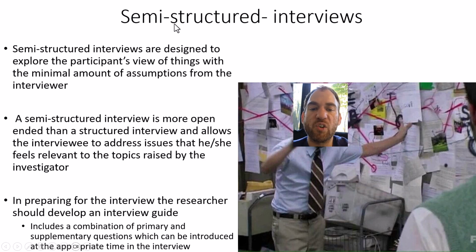Moving on to semi-structured interviews. Semi-structured interviews are designed to explore the participant's view of things with the minimal amount of assumptions from the researchers. A semi-structured interview is more open-ended than a structured interview and allows the interviewee to address issues that he or she feels relevant to the topics raised by the investigator. In preparing for the interview, the researcher should develop an interview guide. This includes a combination of primary and supplemental questions, which can be introduced at the appropriate time of the interview.